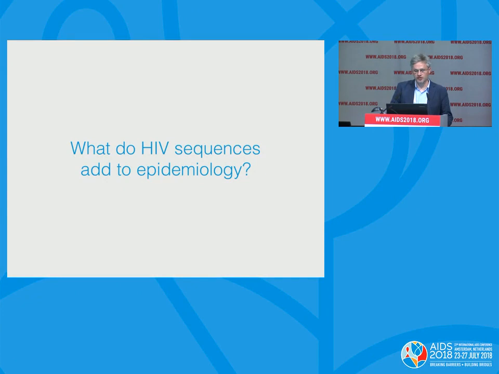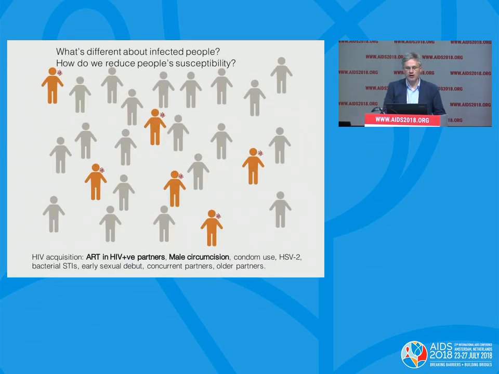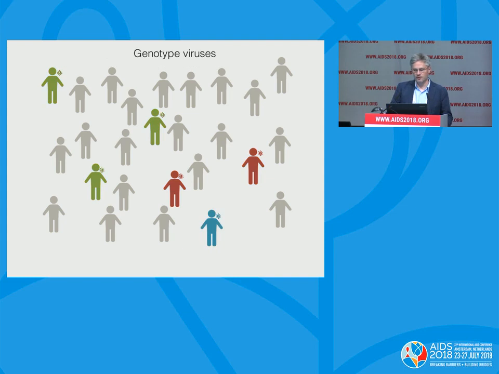Why do we sequence HIV? What do they add to epidemiology? If you think about classical epidemiology, it will be in a cross-sectional study or in a cohort study. You'll identify the people who are or who become HIV infected. That study design has proven very powerful. When done in couples, it's shown us that ART in the HIV-positive partner is the most effective intervention in terms of reducing transmission, as well as reduction in susceptibility due to male circumcision. It's essentially the basis of all of our knowledge that we've translated into prevention.